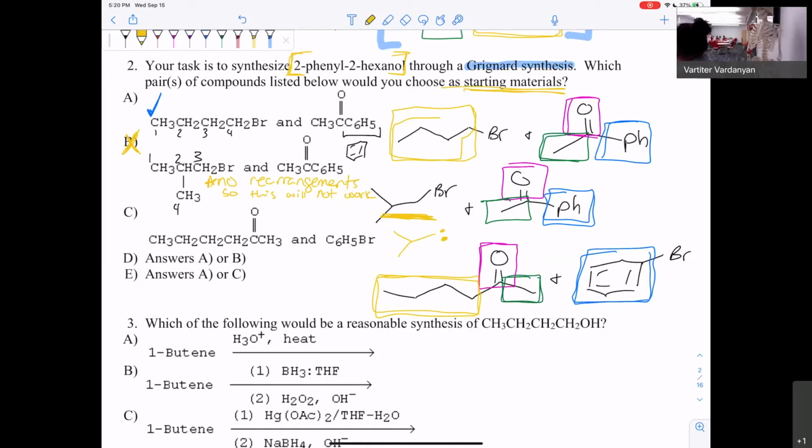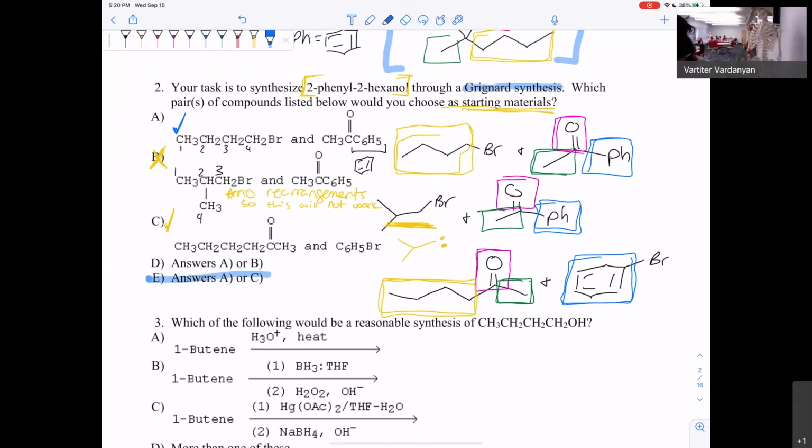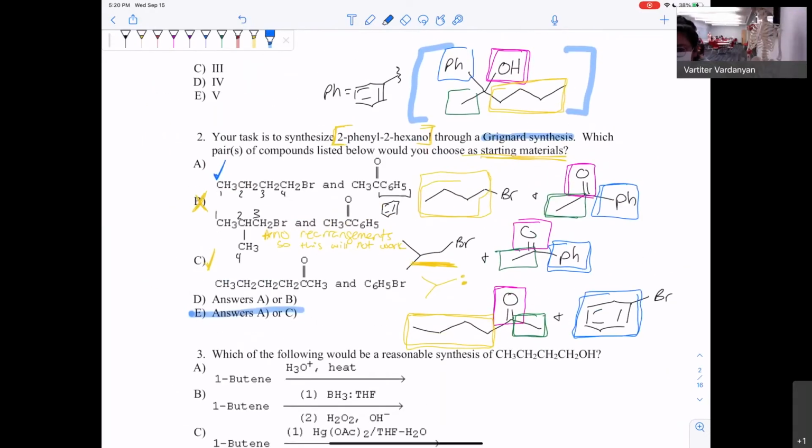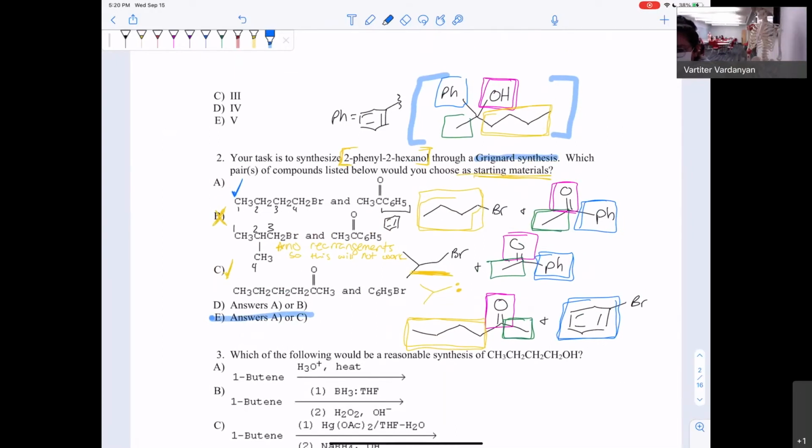So do we have all the pieces? Yes. So could this work to give us the final product we want? Yes, it can. So C also checks out. So the correct answer would be A or C. And I'll zoom out so you can see it all together. We're basically just looking at which answer choices have all the right pieces.